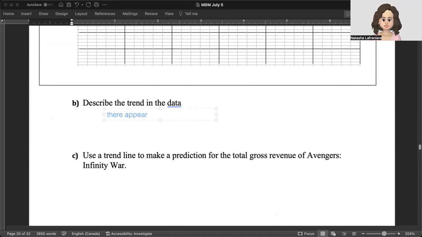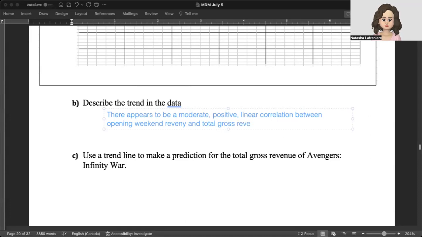There's a moderate, positive linear correlation between opening weekend revenue and total gross income, or revenue, sorry. The more a movie makes in the opening weekend, the more money it will gross in total.